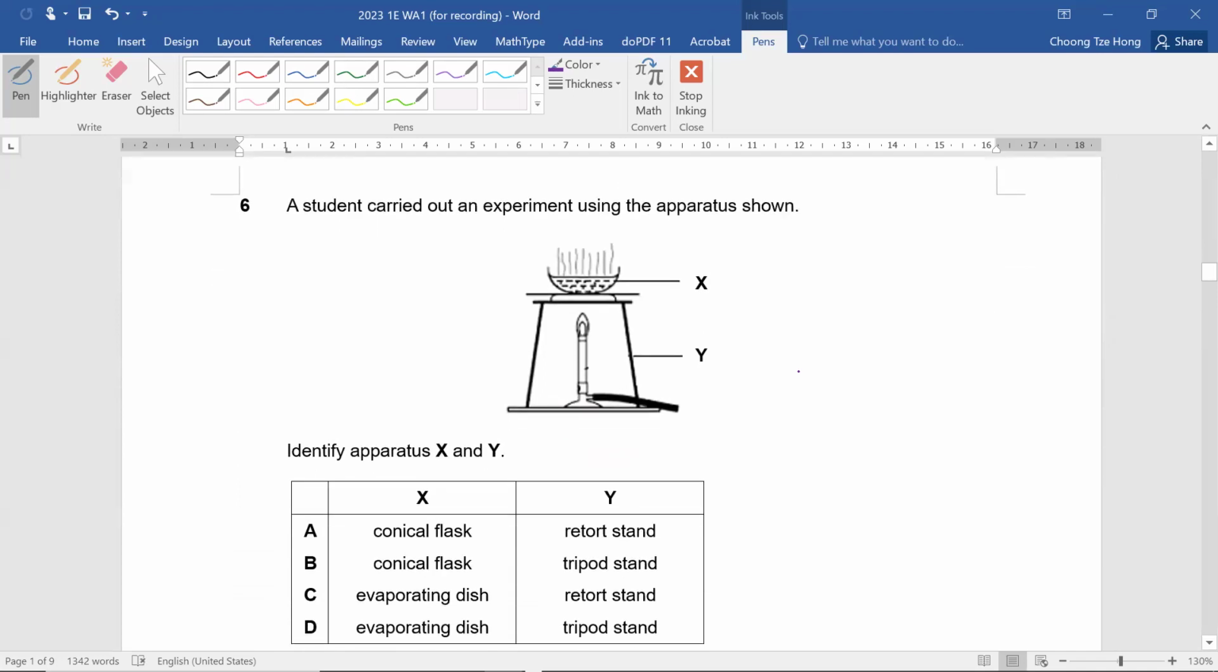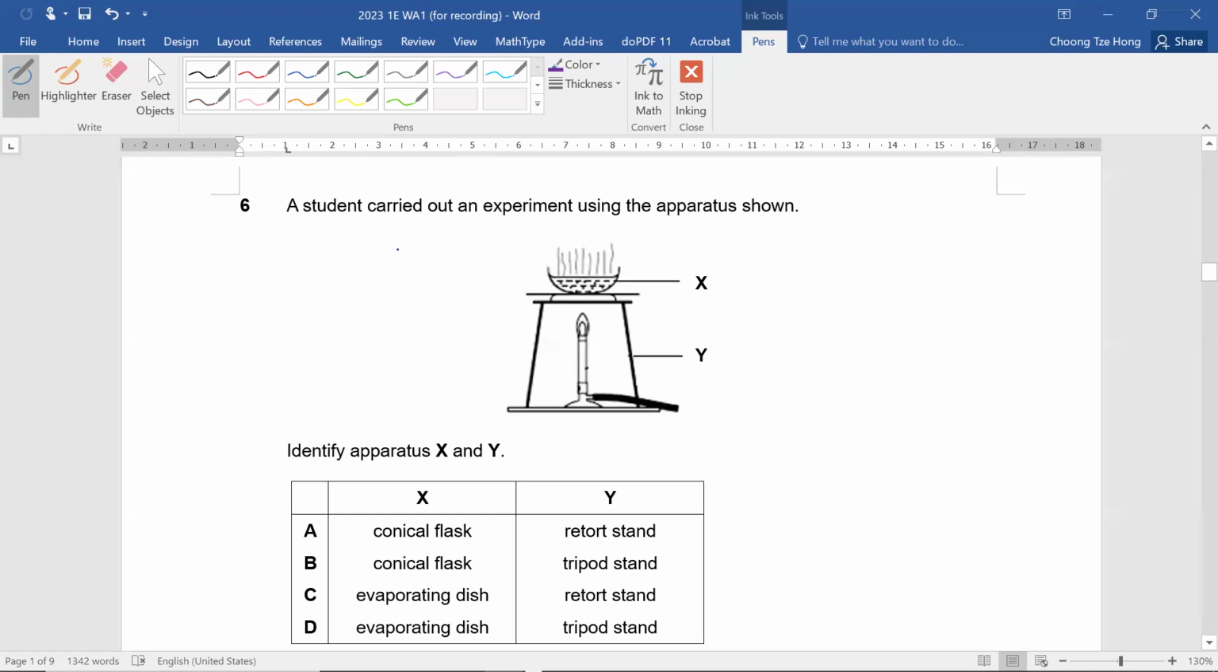A student carries out an experiment using the apparatus shown. Identify apparatus X and Y. So this one you will need to know the different lab apparatus. We actually did a worksheet on this, whereby we drew all the diagrams for the different apparatus. So do refer to that worksheet.